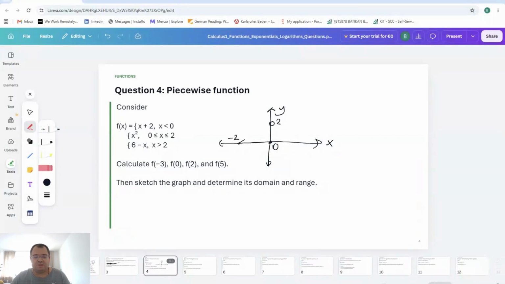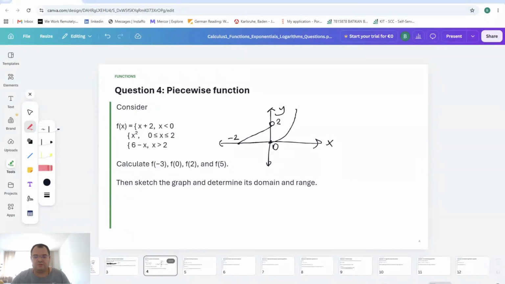So it is behaving like this line, but this point 2 is not included because it doesn't have that 0 value in its domain. For this part, 0 is included in the domain, for the x square parabola. When you give 0, it is 0. When you give 2, it is 4. So we all know what the x square parabola looks like.